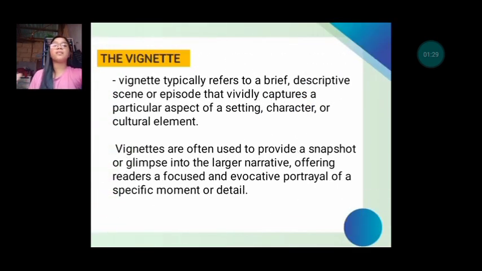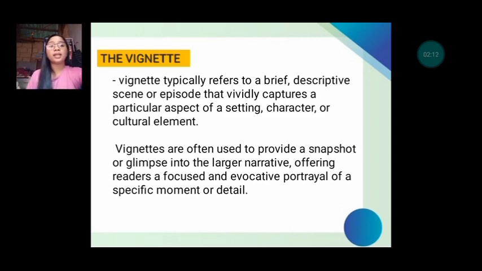Okay, so now let's proceed to the vignette. The vignette typically refers to a brief descriptive scene or episode that vividly captures a particular aspect of a setting, character, or cultural element. Okay, from the word, it is a scene or episode. So it is like a scene, where it is easy to determine where it happened, what place, and who the characters are in that episode.